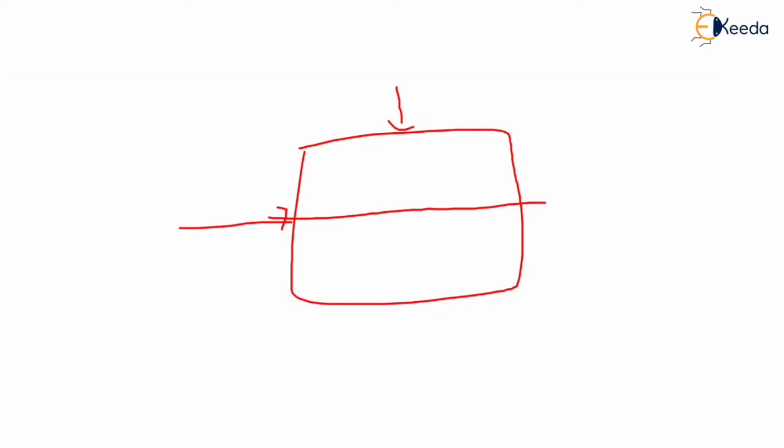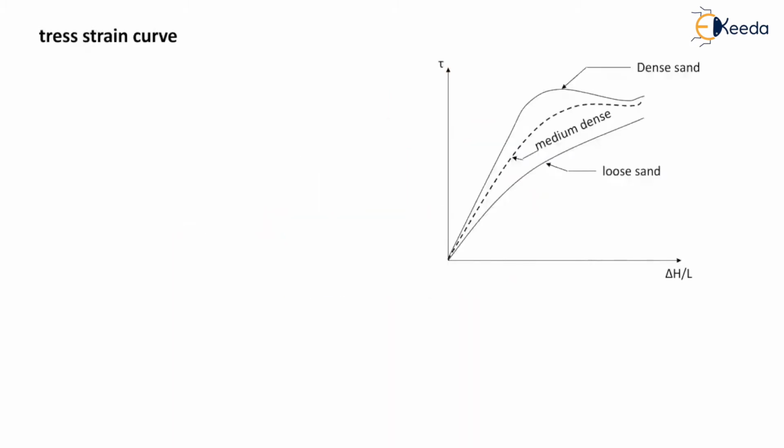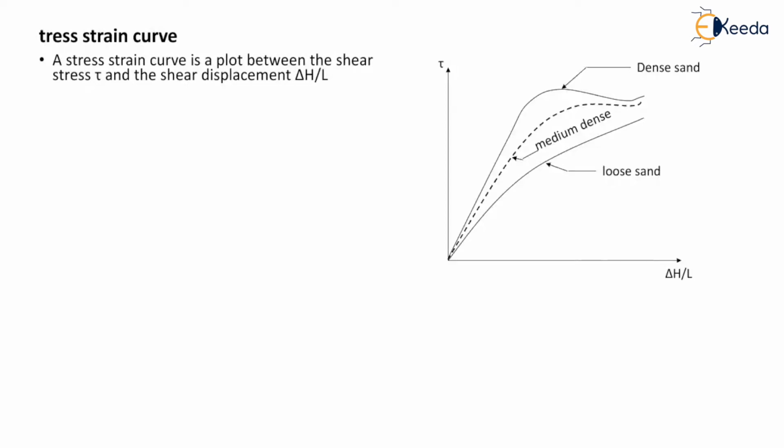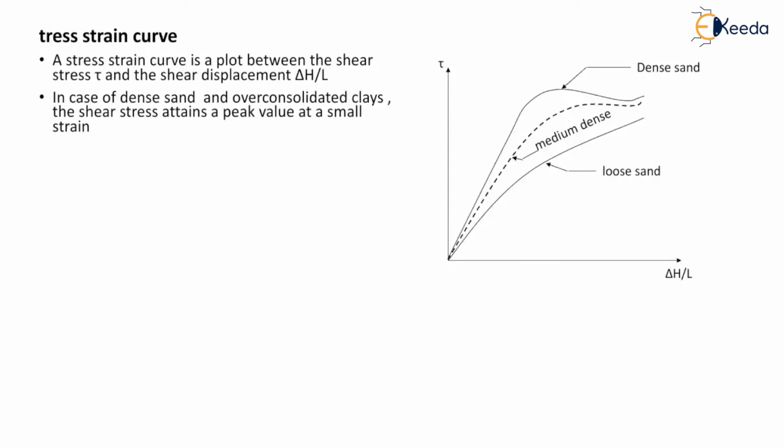So first graph we are going to plot is lateral stress versus lateral strain. So stress strain curve. A stress strain curve is the plot between the shear stress, that is lateral stress tau, and the shear displacement delta H by L. In case of dense sand and over consolidated clays, the shear stress attains a peak value at a small strain. So here in the figure we can see that in case of dense sand, the shear stress attains peak value even at a small strain.